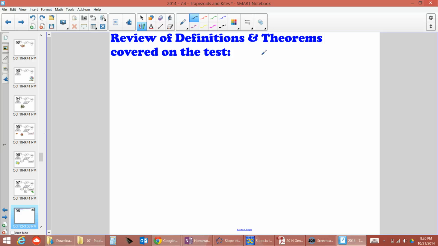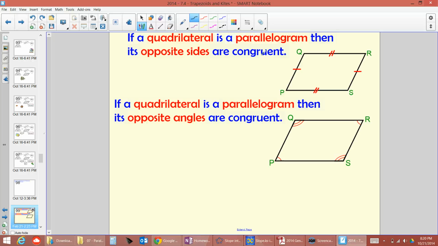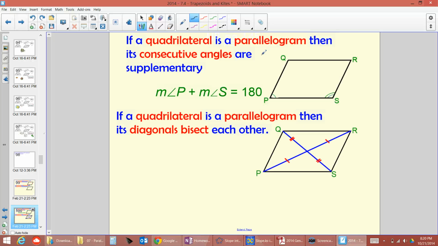All right. Review of definitions and theorems covered on the test. So this is what we're going to review really quick, what we need to know for the test. All right, quadrilaterals, opposite sides are congruent. Okay, a parallelogram: opposite sides are congruent. Opposite angles are congruent. Consecutive angles are supplementary. The diagonals bisect each other.